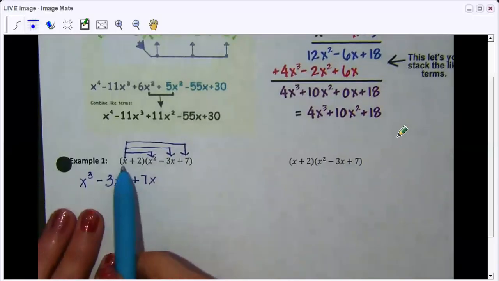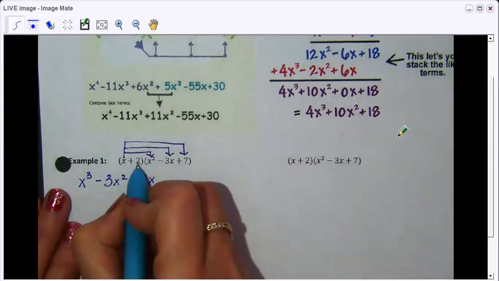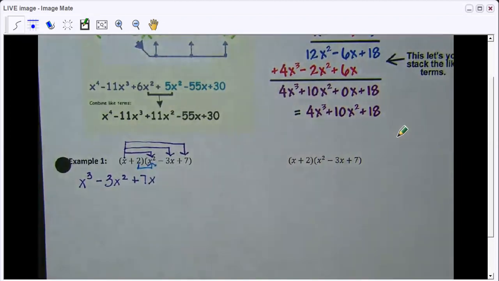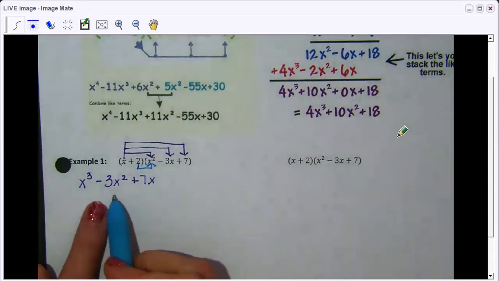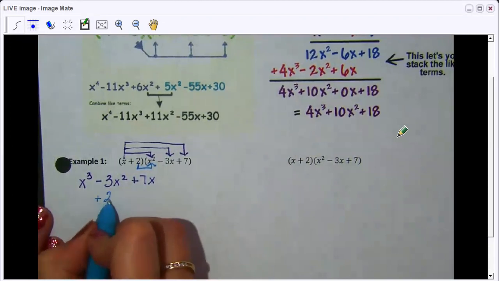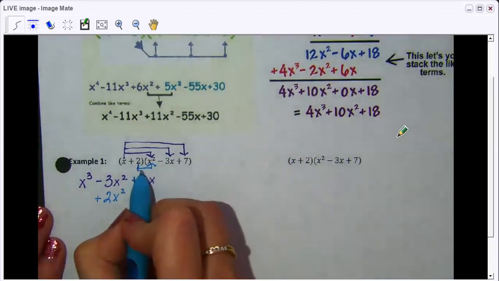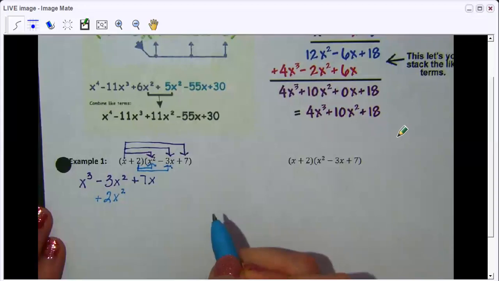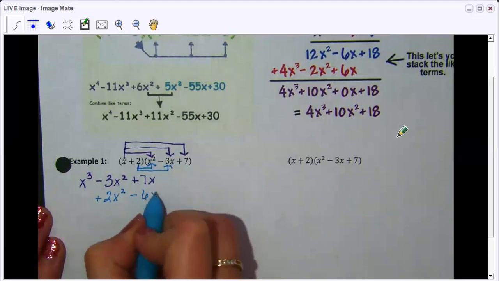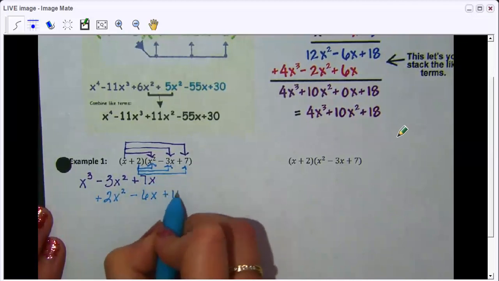Okay, so now that I have multiplied the first term by every term here in the parentheses, I'm now going to multiply the second term. So the second term, 2 times x squared, is 2x squared. And what I'm going to do is put that below the negative 3x squared. So plus 2x squared. Okay. Then I have 2 times a negative 3x, and I get negative 6x. So that will go right here. And then I have 2 times a positive 7, which gives me a positive 14.